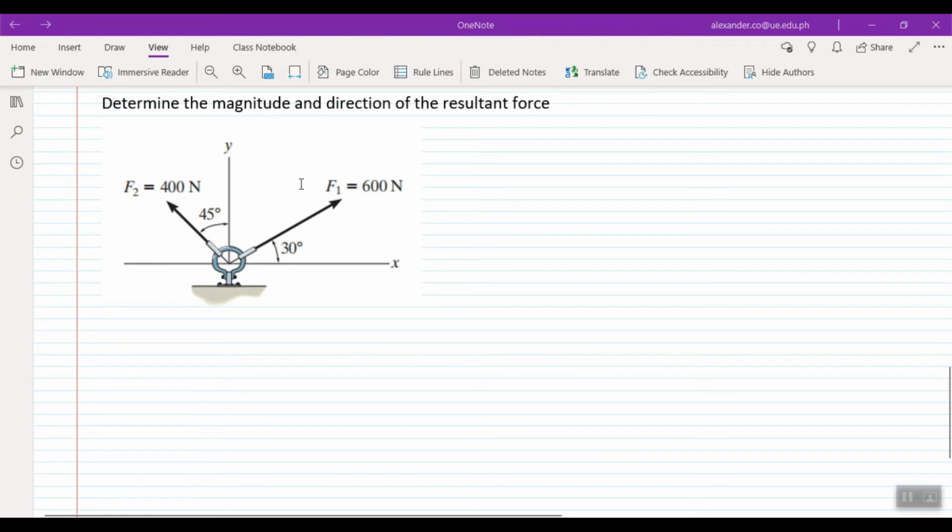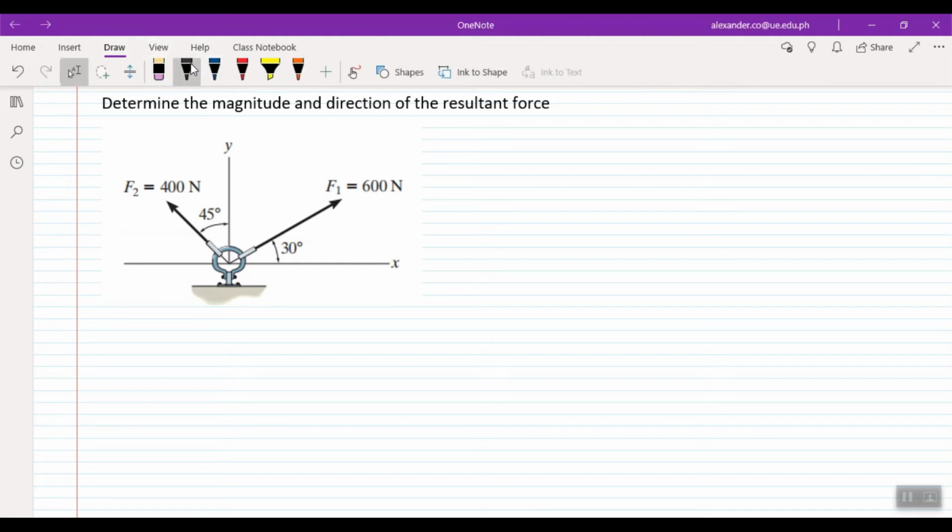So, still, we will try to determine the magnitude and direction of the resultant of the force. Okay? So, let's try to solve. Di ba dalawa yung sinabi natin kanina? Scalar and, ano yung isa? Vector notation, Cartesian vector notation, no? So, let's start first with yung mas madali para sa akin.